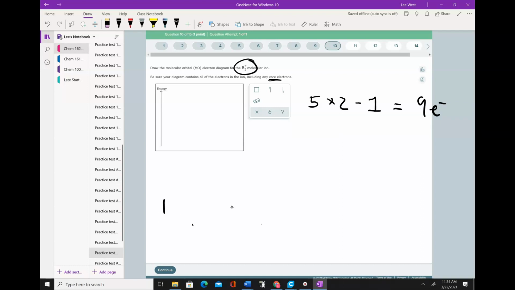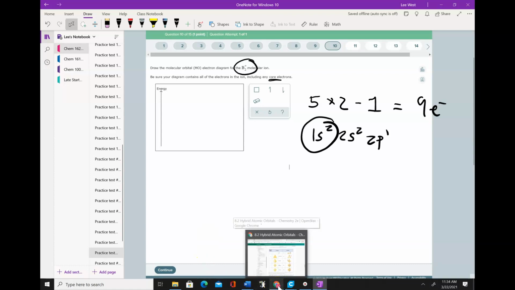That's pretty straightforward. And then what's the electron configuration? 1s2, 2s2, 2p1, 5 electrons, right? So the core electrons, obviously, are going to be those guys. We're probably going to have to add those in. We know that we're going to be beginning with sigma 1s, sigma 1s star, aren't we?